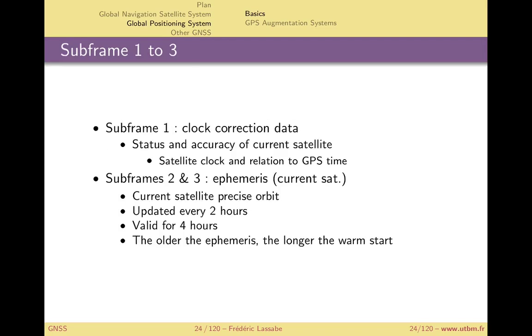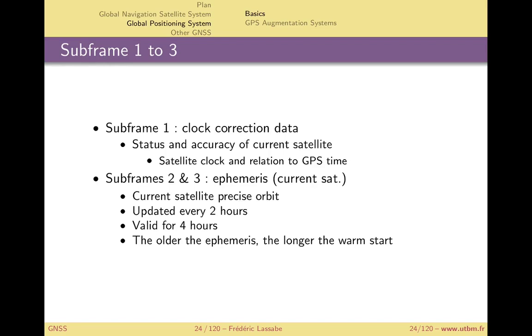Subframe 1 contains clock correction data with the status and accuracy of the current satellite, which is the satellite clock precision and its relation to the GPS global time. Then subframes 2 and 3 contain ephemeris data of the satellite which sent the message. So it's the current satellite precise orbit, which is updated every 2 hours and valid for 4 hours. And the older the ephemeris, the longer the warm start.